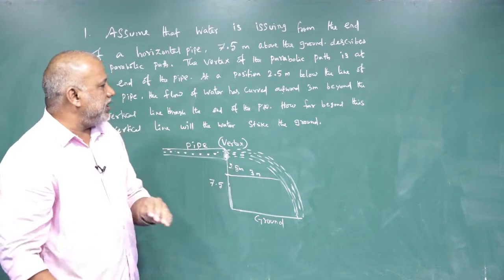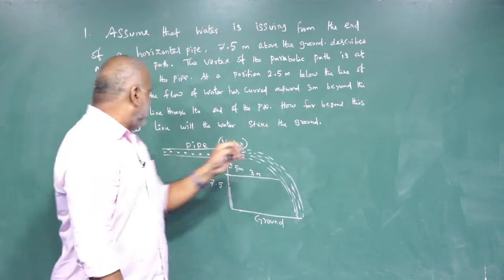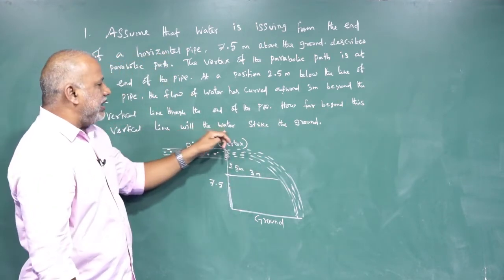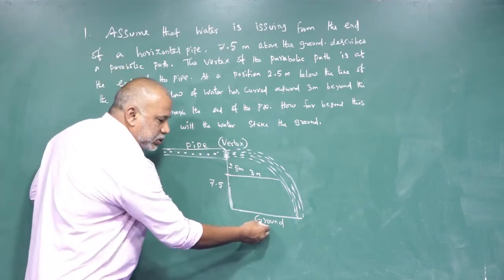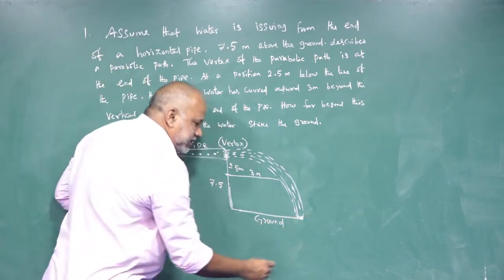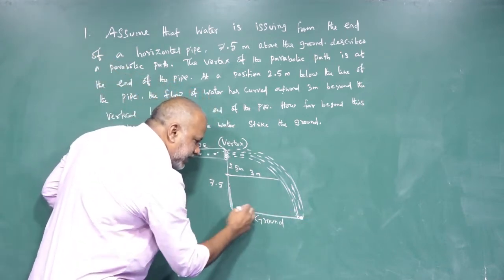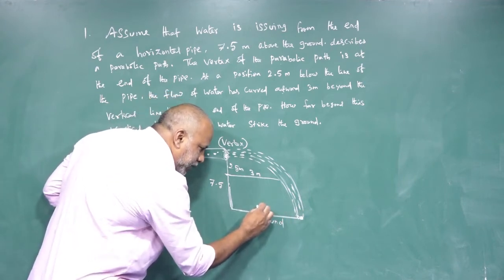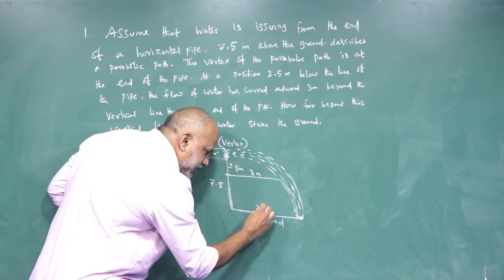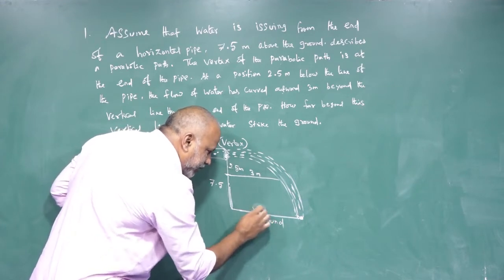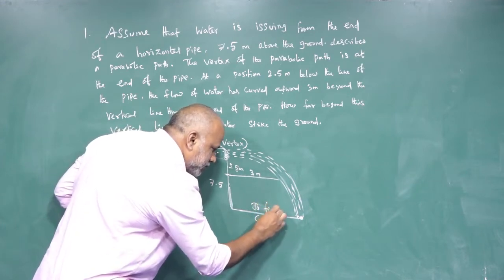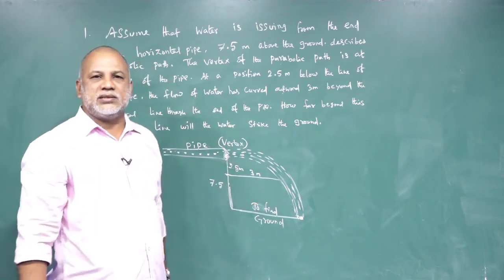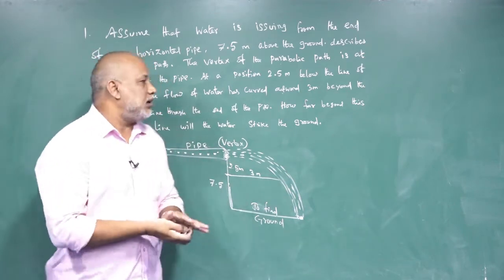Now what is the question? How far beyond this vertical line will the water strike the ground? I already told you it is the ground. This is the striking place. So what is the distance from this vertical line to this? We have to find this one. This is the question asked in this concept.